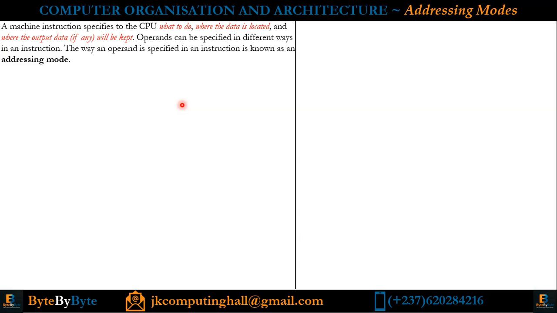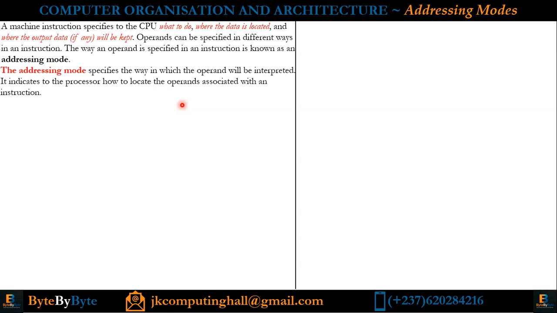Operands can be specified in different ways in an instruction. The way an operand is specified in an instruction is known as an addressing mode. The addressing mode specifies the way in which the operand will be interpreted. That's the definition, I'd say, of an addressing mode. It's simply a mode that specifies the way in which the operand will be interpreted by the processor. It indicates to the processor how to locate the operand associated with an instruction.